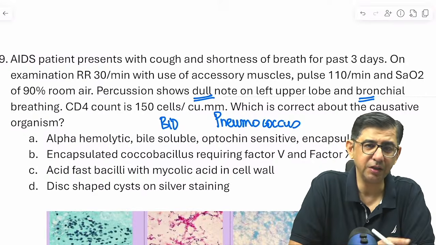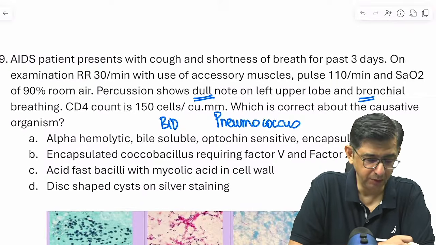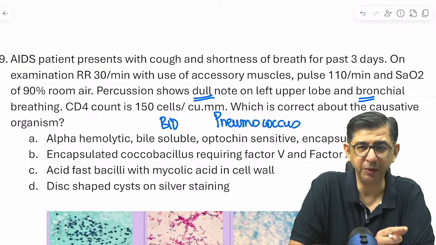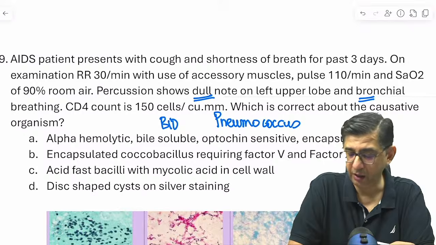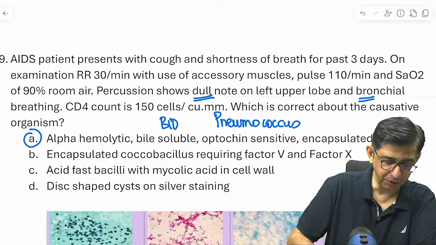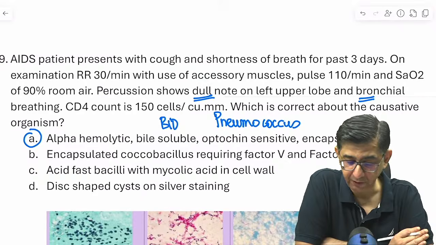This is, I think, last time's INI-CET question only, and all you had to pick up was the microbiological details there. अल्फा हेमोलिटिक मतलब उसके आसपास में ग्रीन कलर का रिंग आ जाएगा हेमोलिसिस का. So alpha hemolysis, bile positive and encapsulated organism. The answer to this question is option number A. Yeah, inulin fermenter and optochin sensitivity.